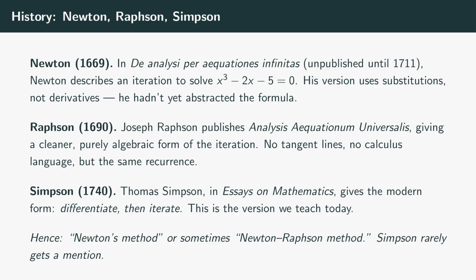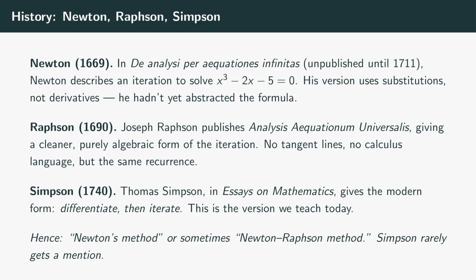A brief history. Newton's method did not spring from Newton's head fully formed. It evolved over 70 years and 3 mathematicians. Start with Newton himself. In 1669, Newton wrote a manuscript called De Analysi per Equationes Infinitas, on analysis by infinite equations. The manuscript circulated privately among his friends but wasn't published until 1711.